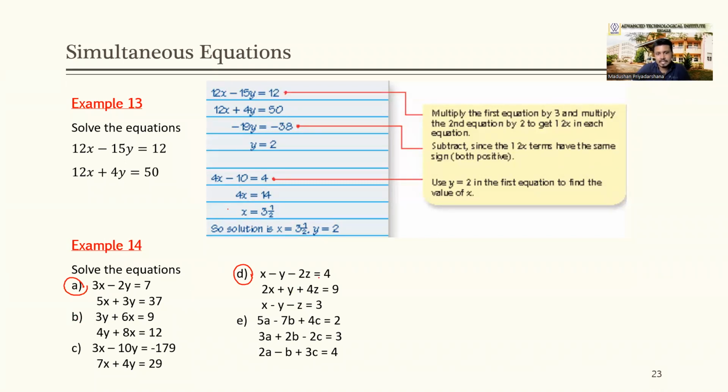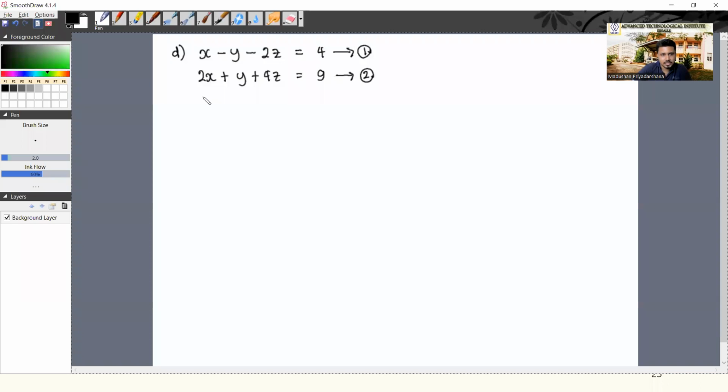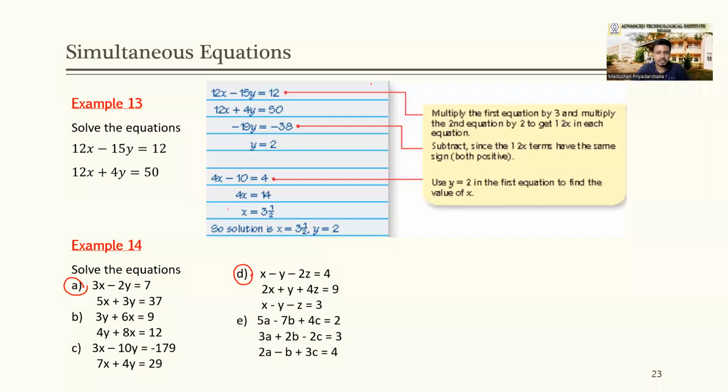If only two equations are given for three variables, it is impossible to get the values of x, y and z, right? So the third equation is x minus y minus z equals 3. This is the third equation.